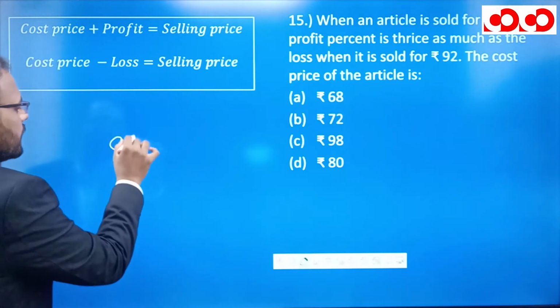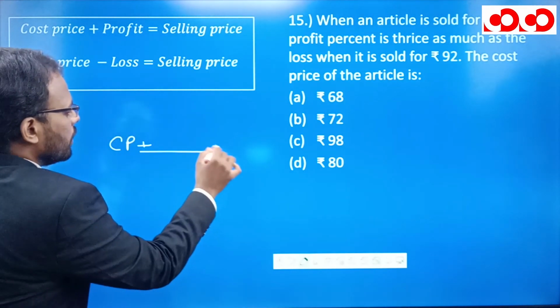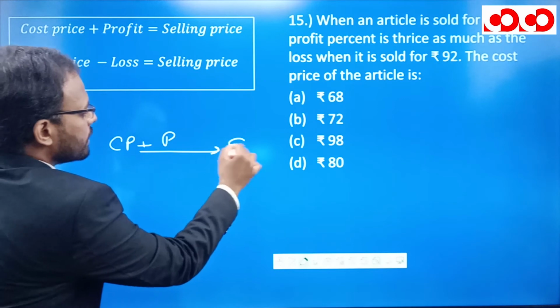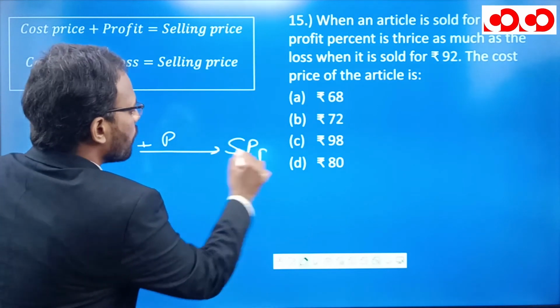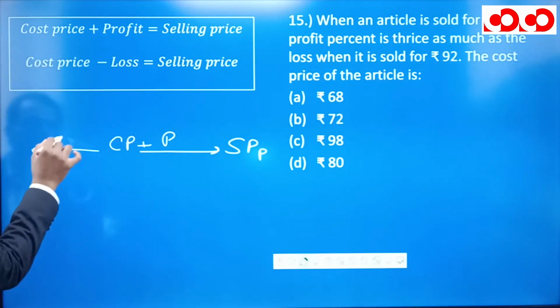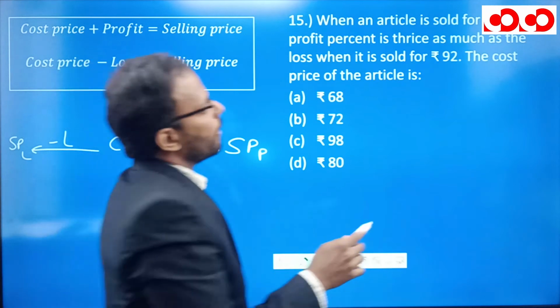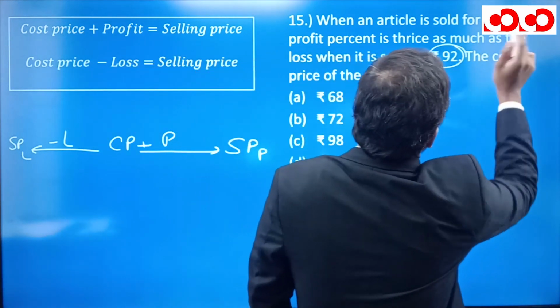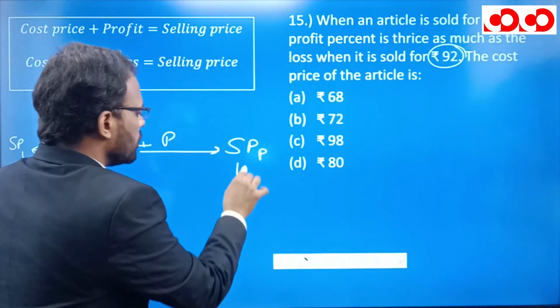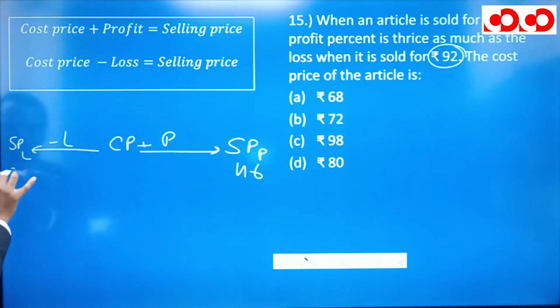So this cost price plus something you did, the profit you added, you got the selling price, which includes the profit, and this cost price minus the loss you subtracted, you got a selling price, which is the loss selling price. Now one selling price is 92 and another is 116. So this is 116, this is 92.